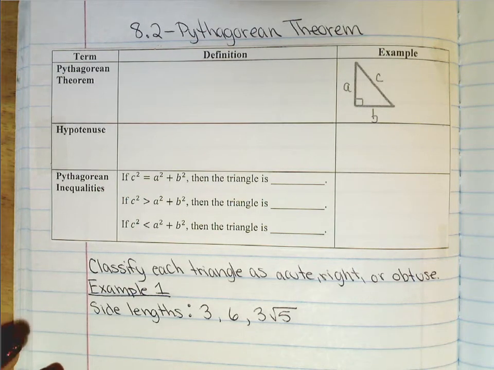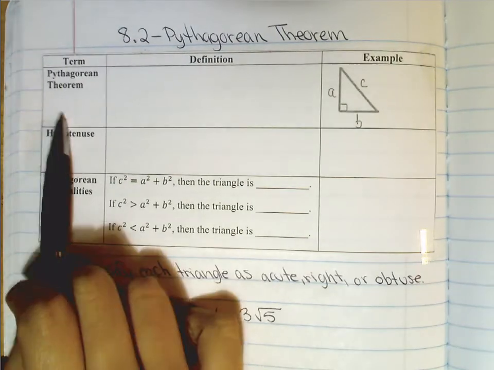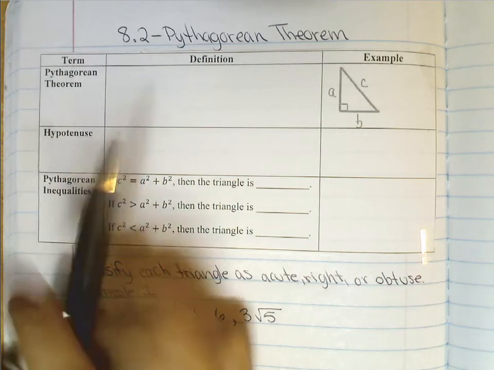Alright, so the section we're starting today is 8.2 Pythagorean theorem, and this is how you need to set up your notebook. So if you need to pause the video right now so that you can copy this down in your notebook. Pythagorean theorem, you already know it from middle school.